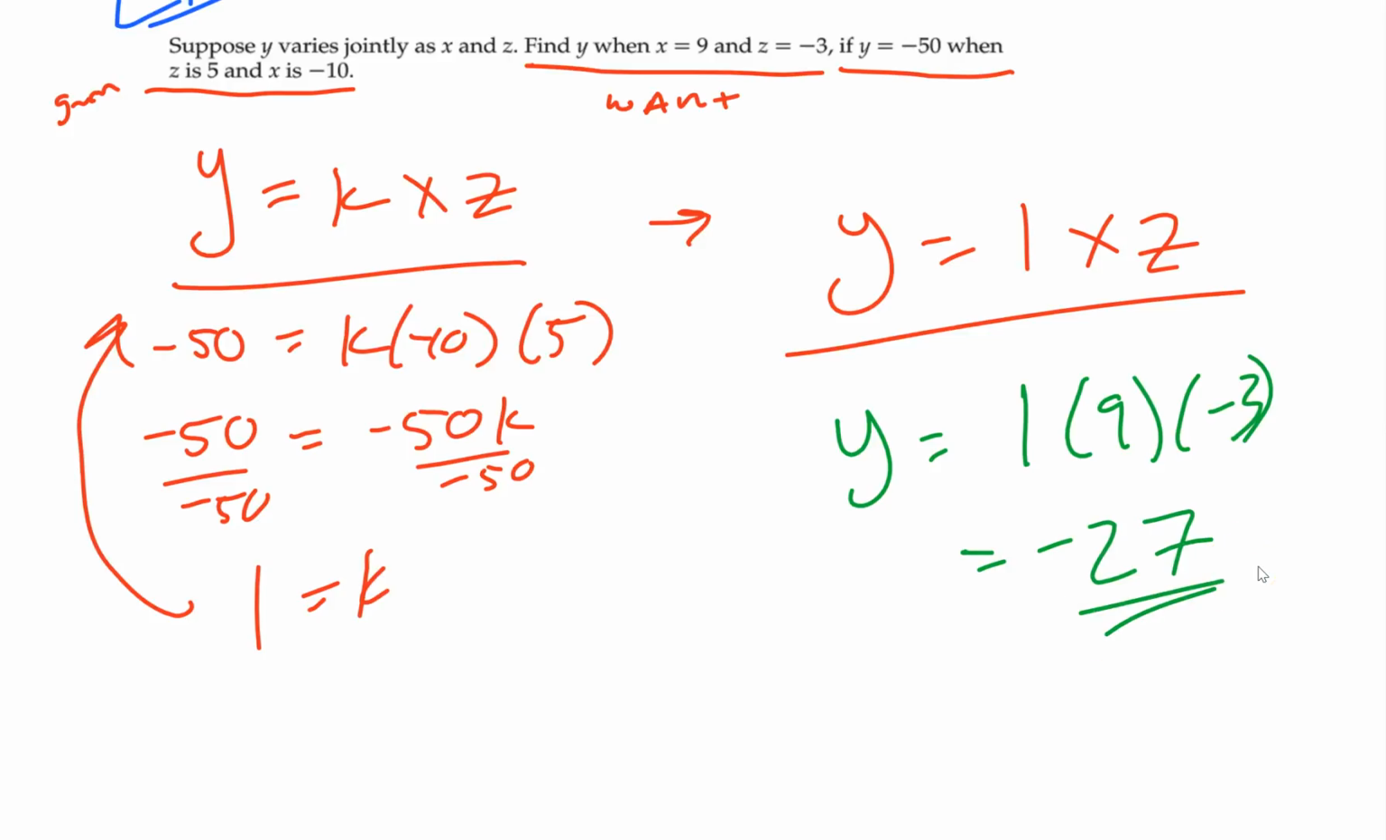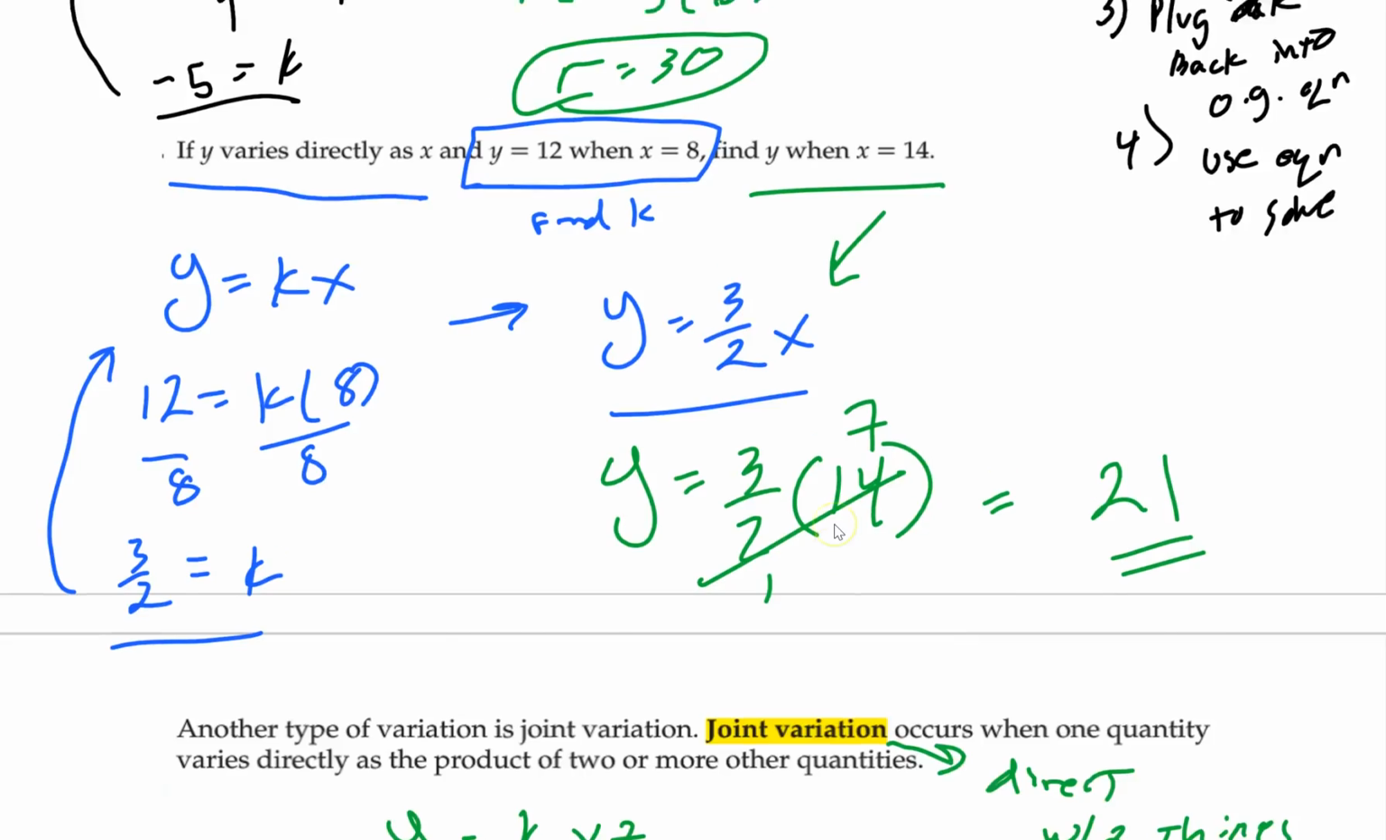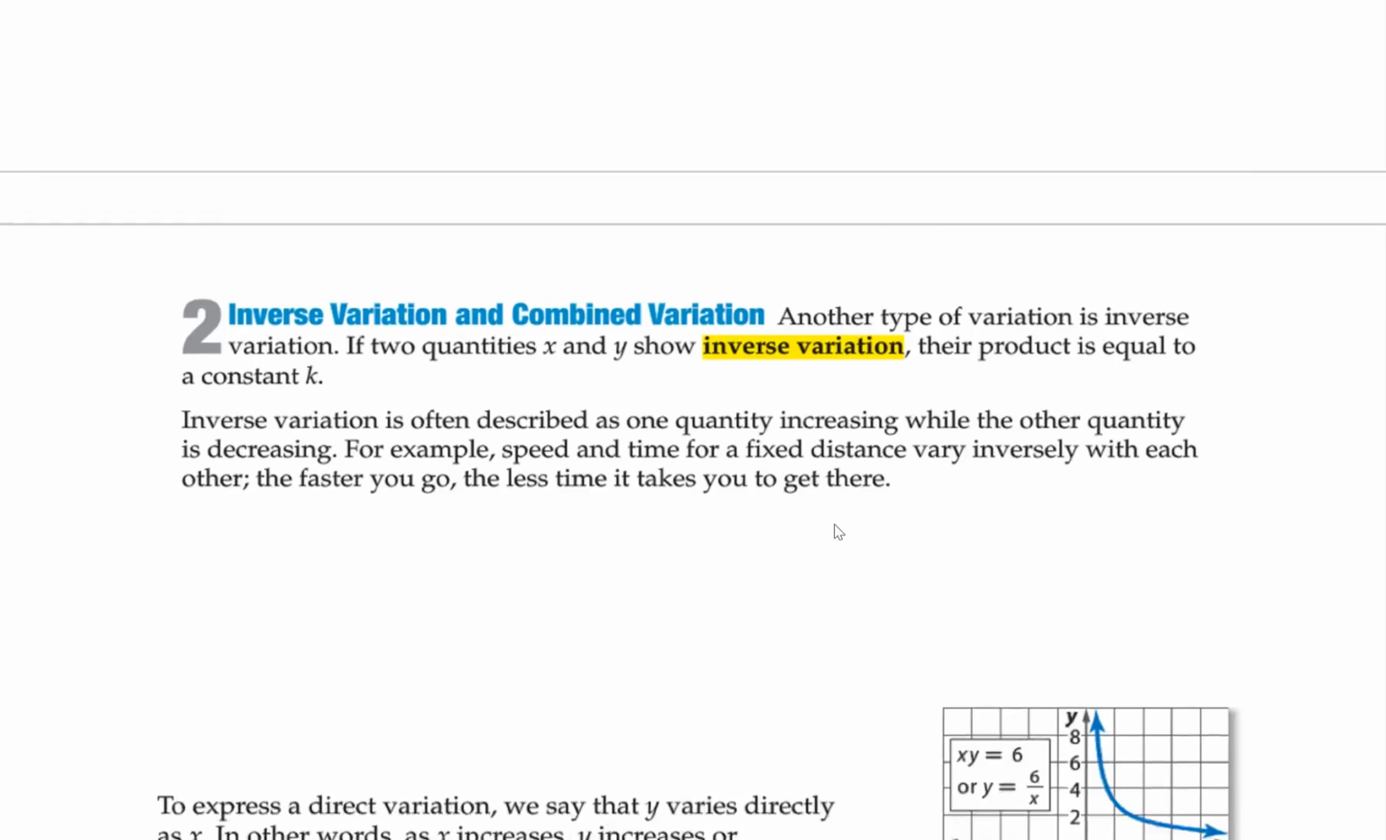No matter what type of variation I give you, you do it the exact same way. Right? Set up your equation, find your constant variation, plug it back in, and solve what you want to solve. So we've done jointly and we've done direct, both on top. Now let's talk about inverse variation.